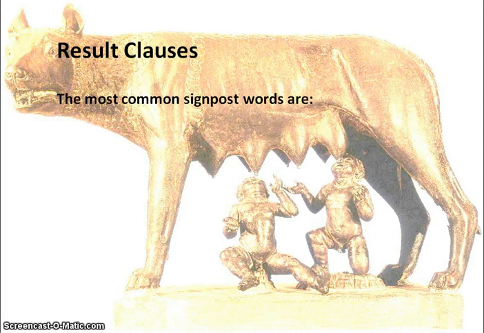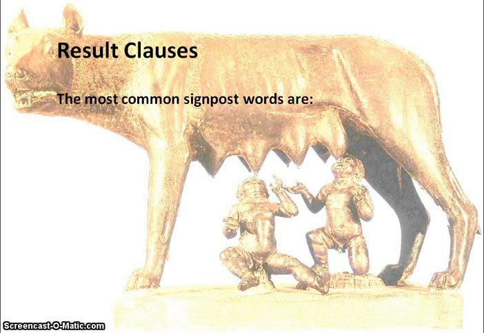Now the most common signpost words are as follows, and the reason why signpost words are so important is because we have met other constructions that use ut followed by the imperfect subjunctive, purpose clauses and indirect commands. However, neither of those have signpost words. So if we learn the vocab for signpost words, then we are halfway to being able to recognise a result clause and translate it.